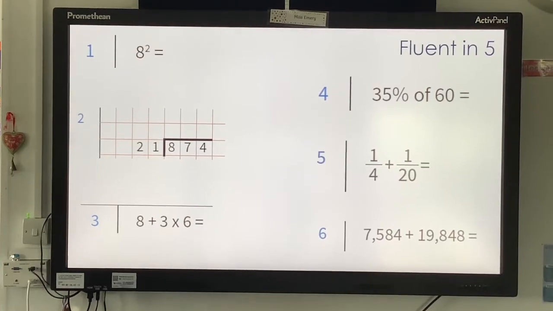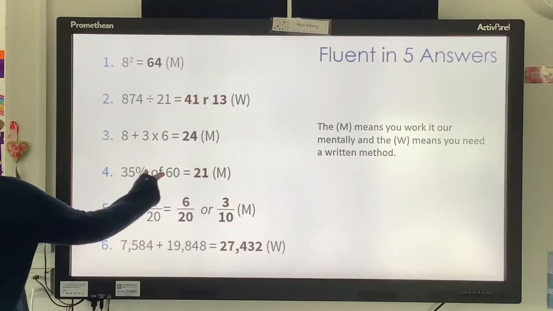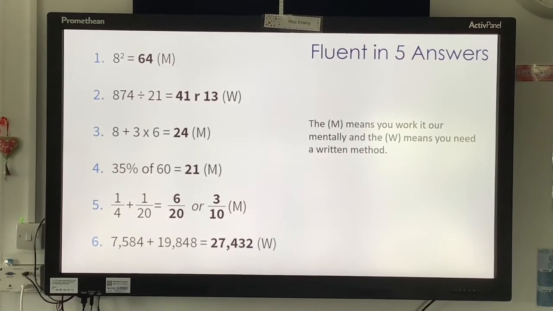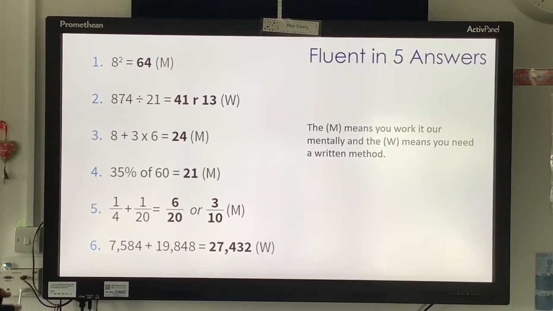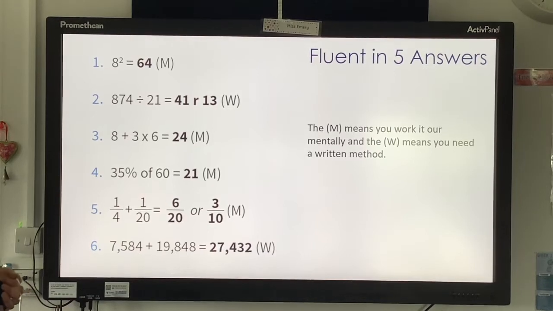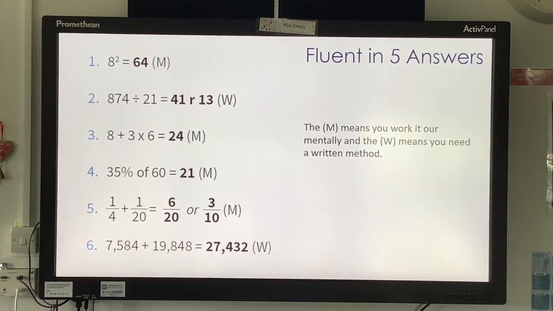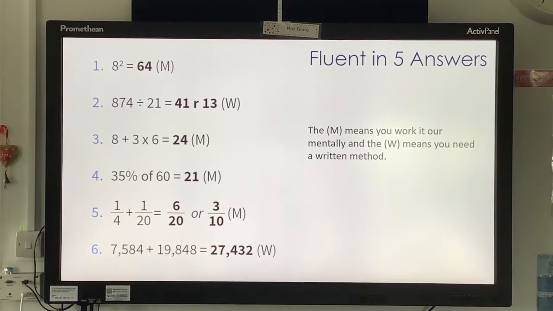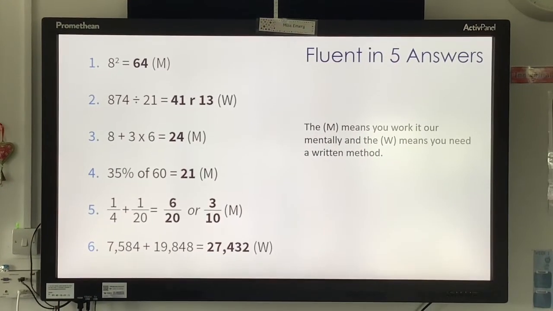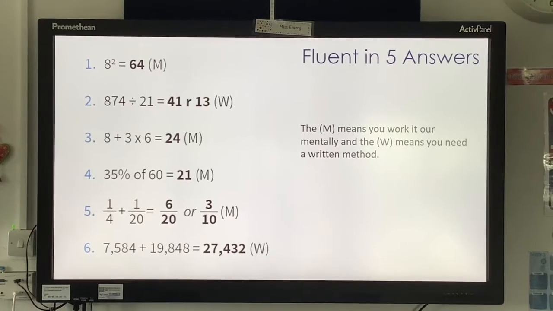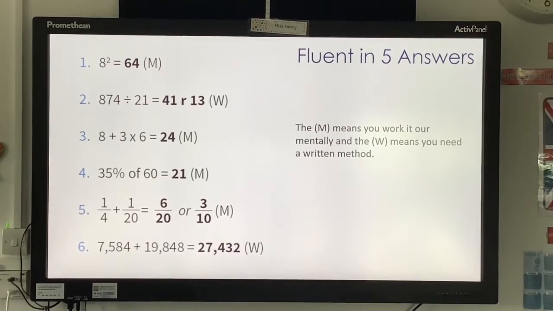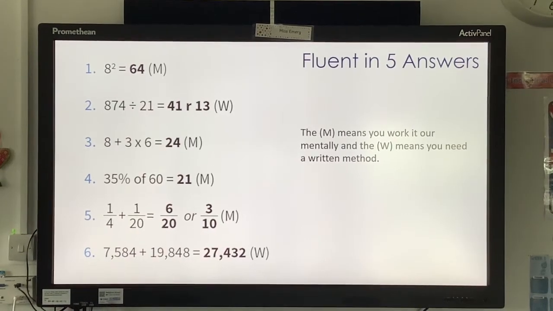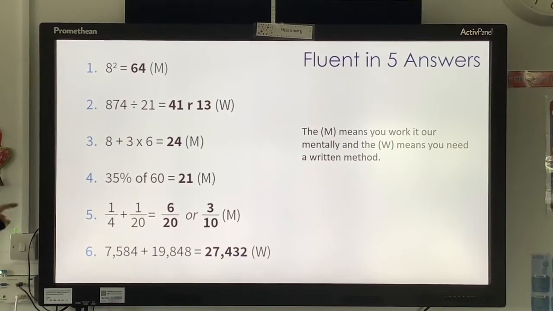So, hopefully you paused the video. Let's see. Number 1, 8 squared is 64. Number 2, 874 divided by 21 is 41, remainder 13. Number 3, 8 plus 3 times 6, hopefully you did your BIDMAS, and it's 24. Number 4, 35% of 60 is 21. Number 5, 1 quarter plus 1/20 is 6 20ths, or 3/10 if you simplified it. If you simplified it, well done, have an extra point.